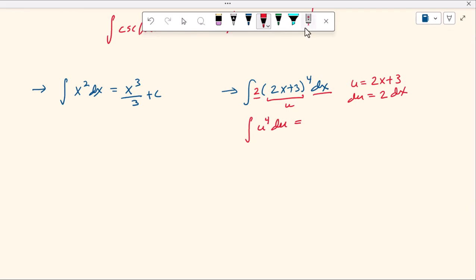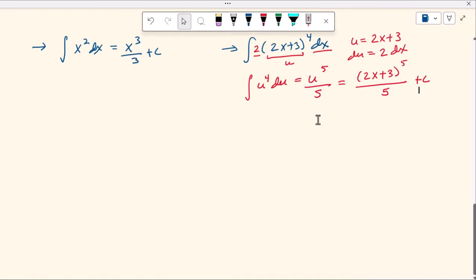And now I'm back to my power rule that I was just using over here. So I'd add 1, divide by the sum, and then I make my substitution back in. So remember, u was 2x plus 3. So this is (2x plus 3) to the fifth, all over 5, plus c. Okay, so that's a u substitution.